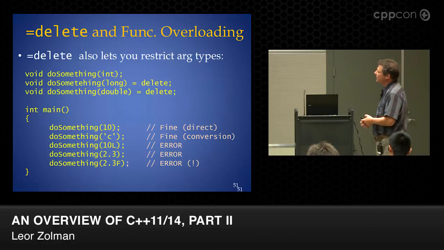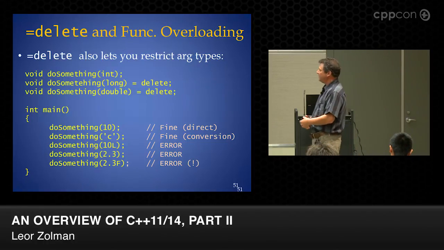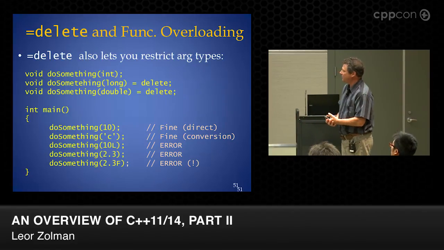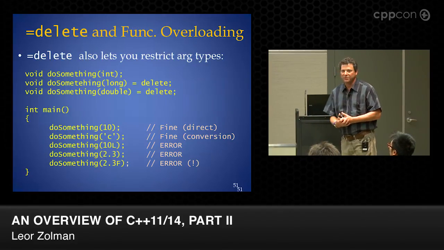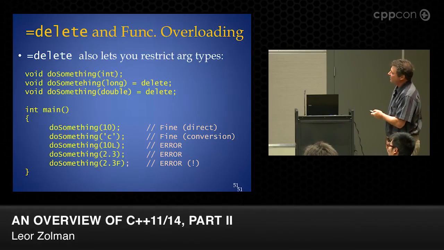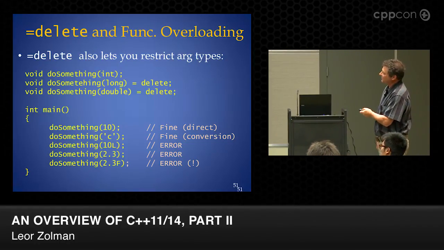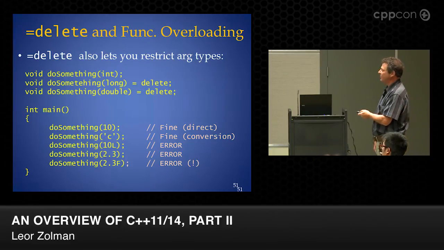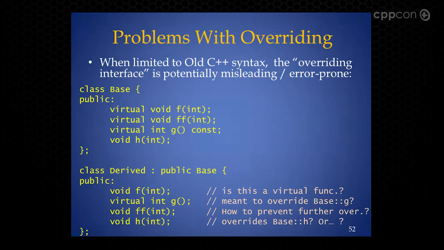All right. So this slide is a compendium of ways to make mistakes in old C++. Let's say we have an inheritance hierarchy, a base and derived class. The base class has virtual functions f, ff, and g, and a non-virtual h. And let's say you're looking at this derived class definition here. And there's some things you'd like to know.